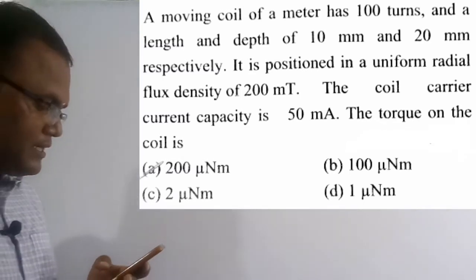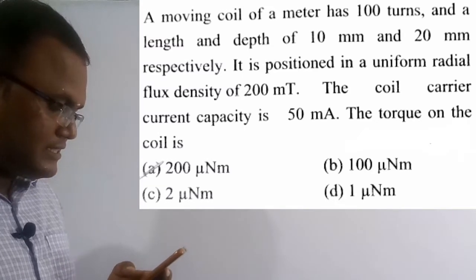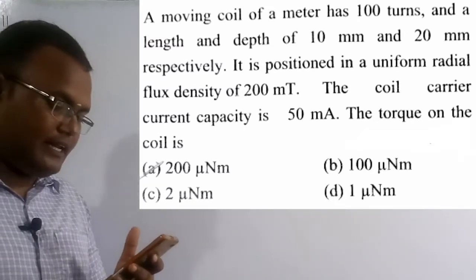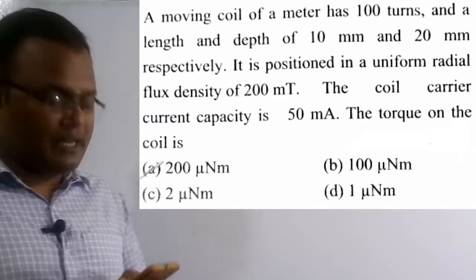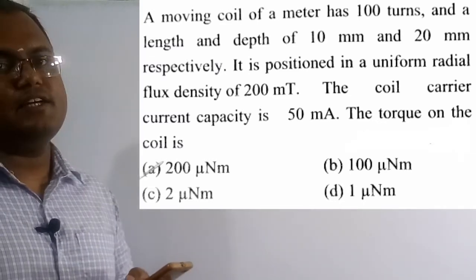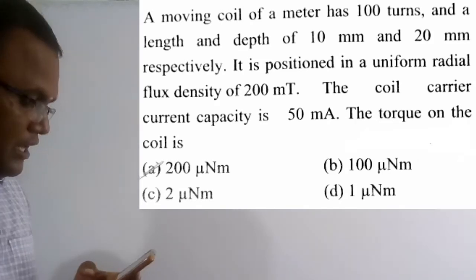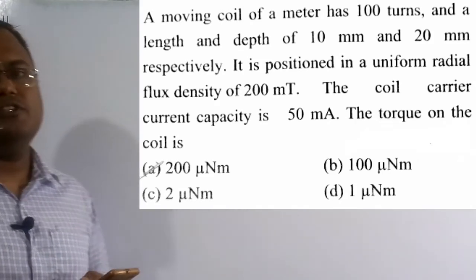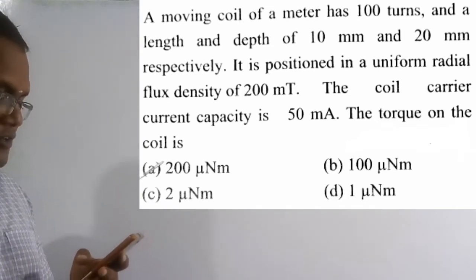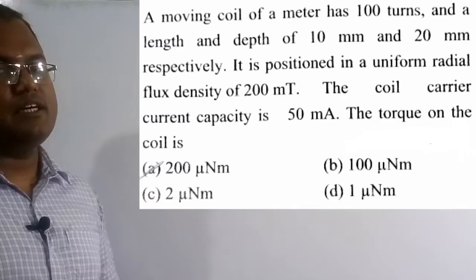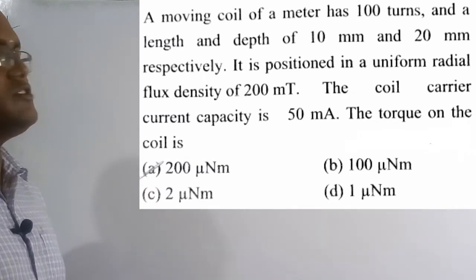So this is nothing but a moving coil PMMC, and these are the number of turns. They have also given the area based on the depth and the length, and then the flux density, which is uniform, a constant one, and also the current. So based on these parameters, we have to find the torque produced on this coil. What are the four options? Option A, 200 micro Newton meter, is the correct solution of this question. So let's discuss this one.